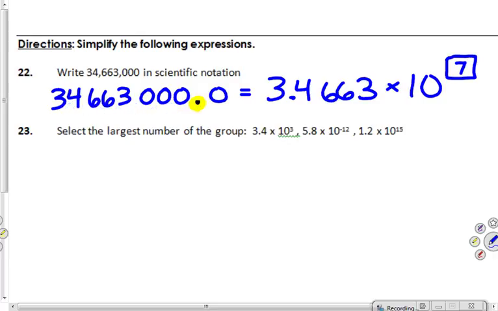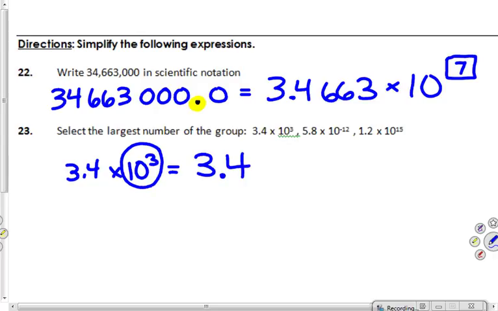Let's knock out number 23, and then we'll take any questions that you have. The largest number. Now we're going to take these and turn them into whole numbers. If it's times 10 to a positive exponent, you take the decimal and move it to the right that many spaces. So 3.4 times 10 to the third is 3, 1, 2, 3. However many spaces you have, you put in zeros. So 3.4 times 10 to the third is 3,400. That seems like a pretty big number. But let's see which one is the largest.